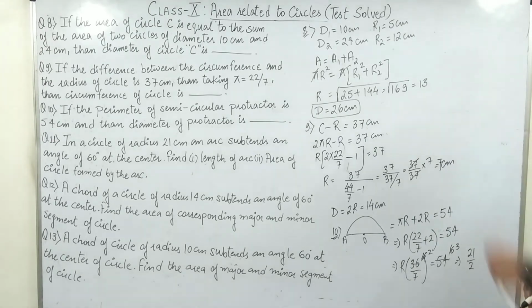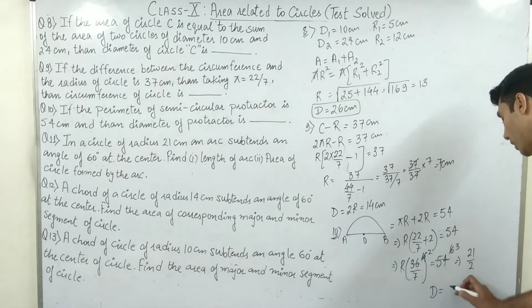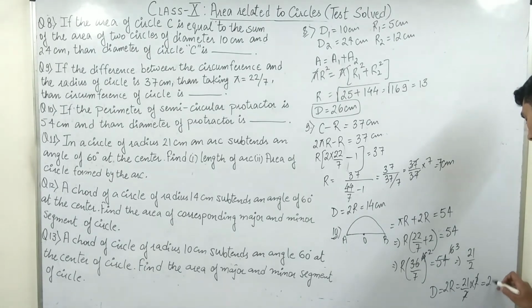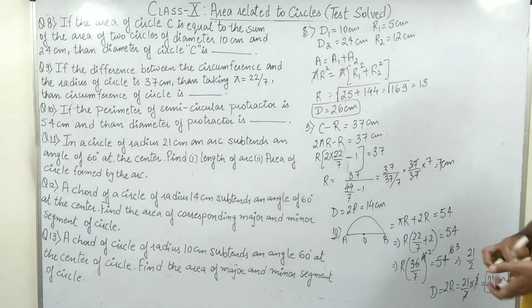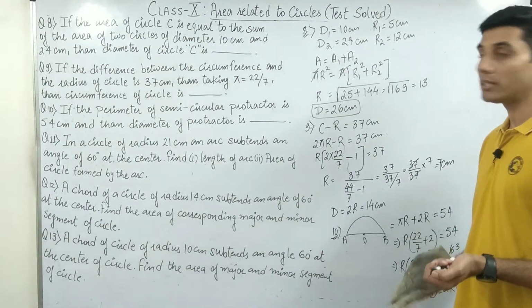But they are asking you to find out the diameter. So diameter should be equal to what? 2 times r, which should be equal to 21 by 2 into 2. So this should be equal to what? That is 21 centimeter. And that's all, that is the answer guys. So this is also done with you. Let's move ahead. So let's now move on from question number 10 to question number 11.